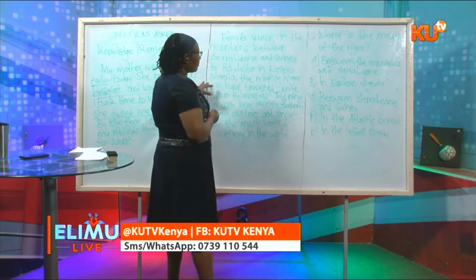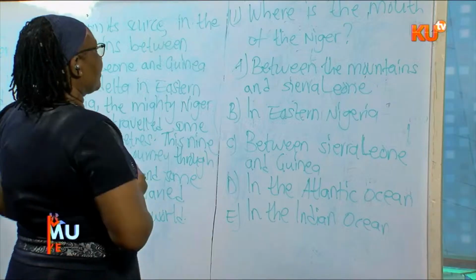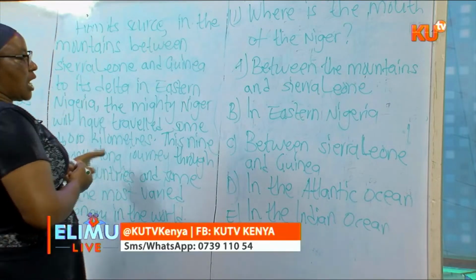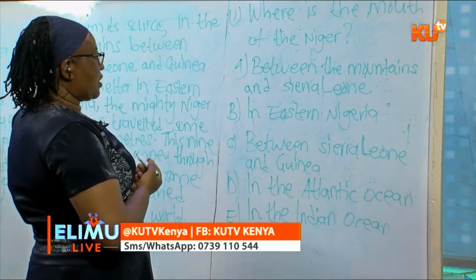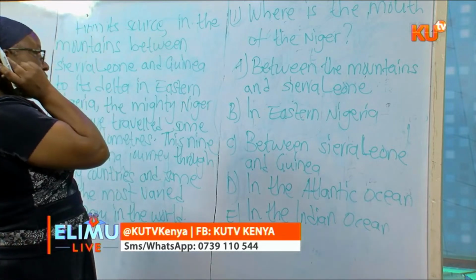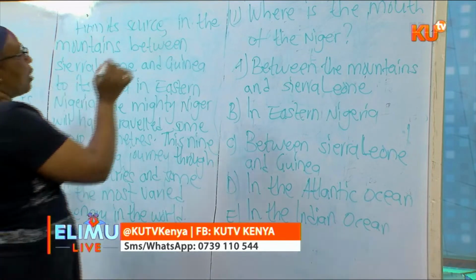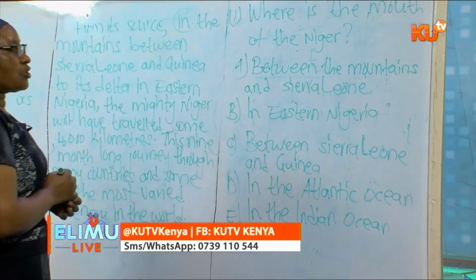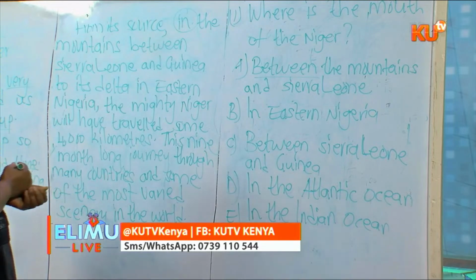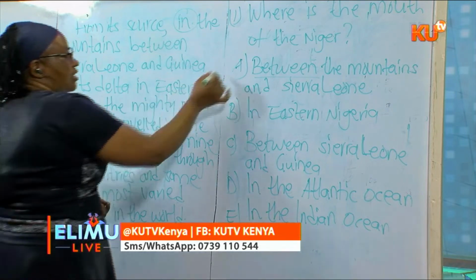So here, where is the mouth of the Niger? Between the mountains and Sierra Leone. We are not told that the mouth is between the mountains; it's the source of the Niger, which is in the mountains. So this one is very confusing also, because we are told that the source of the Niger is in the mountains. So choice A is wrong.